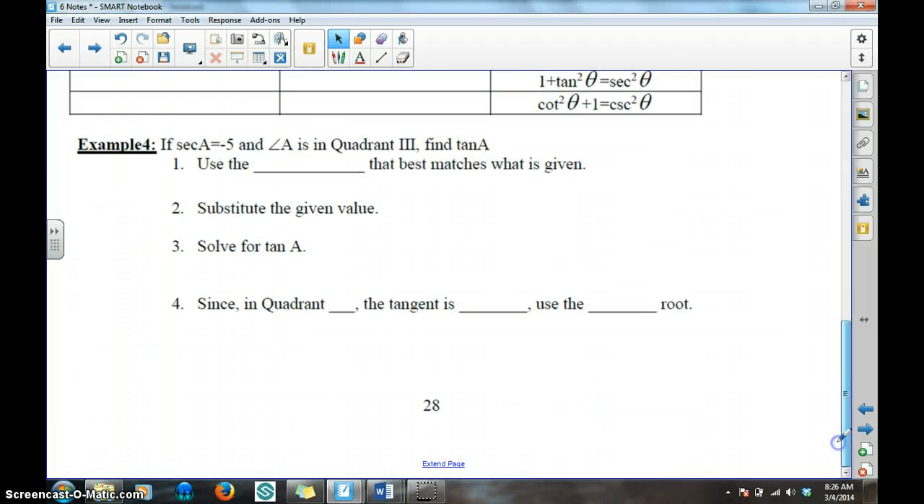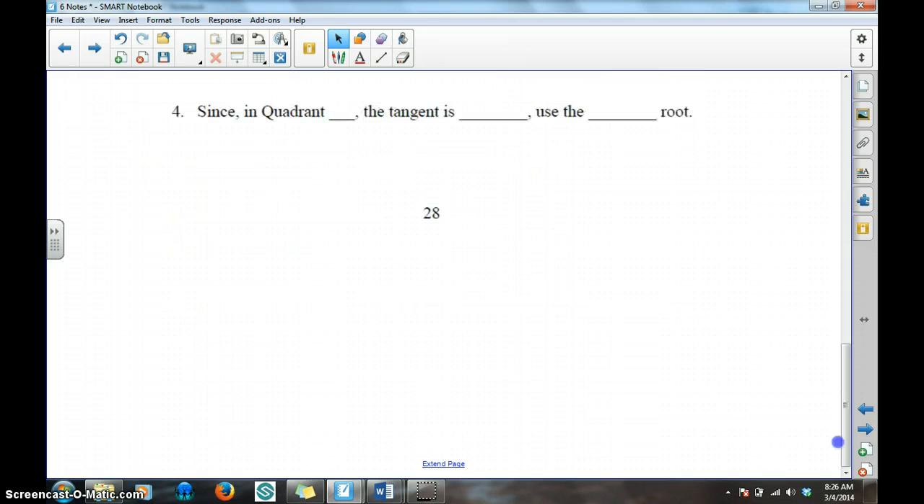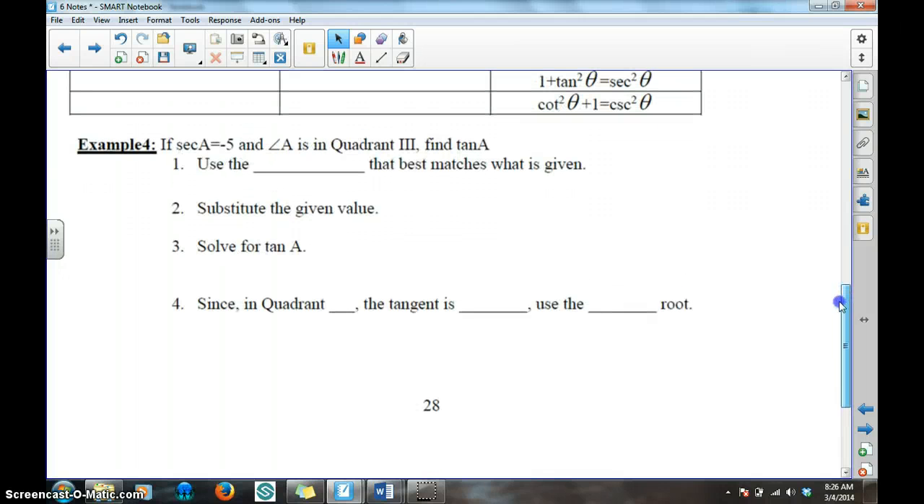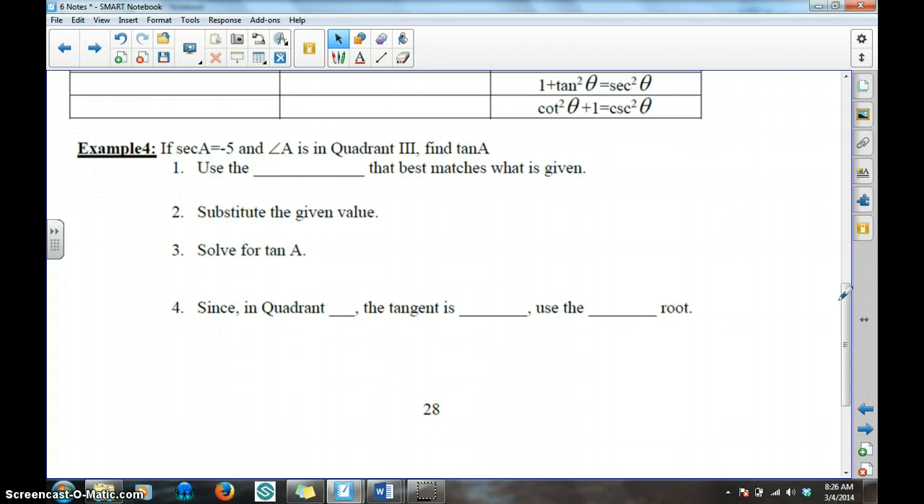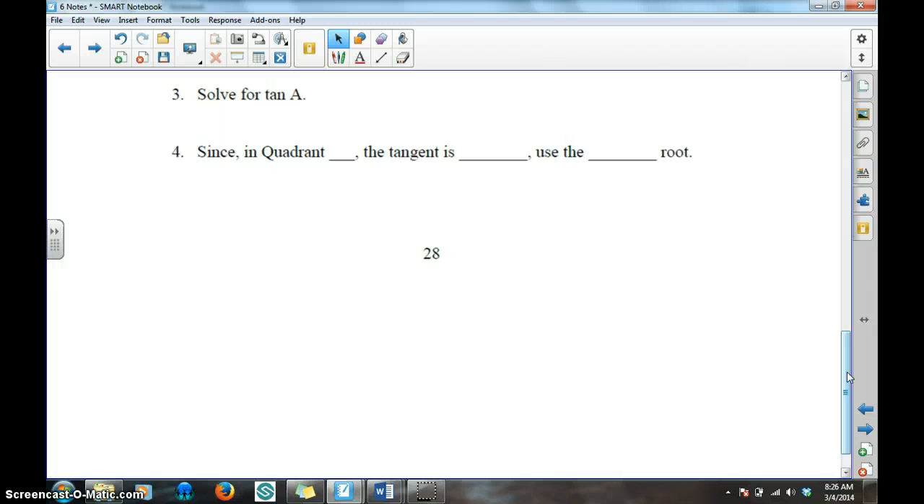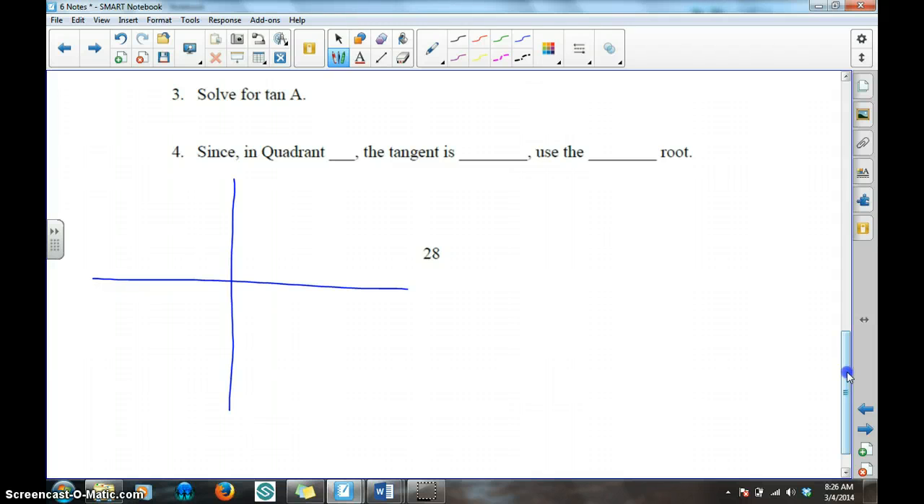The other thing you're going to do with this substitution is something we've already done. So I'm going to show you this question the way we used to do it, and then the way we're going to do it now. This question at the bottom of page 28 says, if I've got a secant whose value is -5, and it's in quadrant 3, find the tangent. The way I taught you in the past was to say, if it's in quadrant 3, I'm going to draw a bow tie in quadrant 3. If I know the secant, then I also know the cosine. If the secant is -5, then the cosine is -1/5.